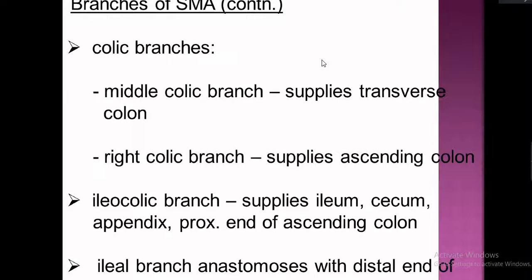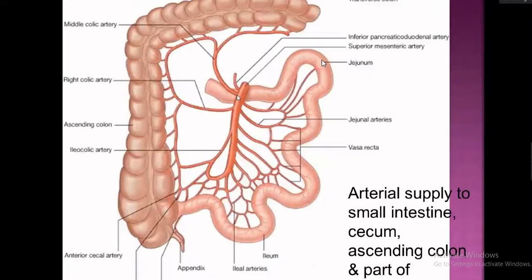Now, the superior mesenteric may have branches, especially for the transverse colon, ascending colon, and also for the ileum. Let's see in this image here. This is the superior mesenteric. It has branches. You have the jejunal branch there, the right colic, and then the mid colic, which is going to supply portions of the transverse colon.